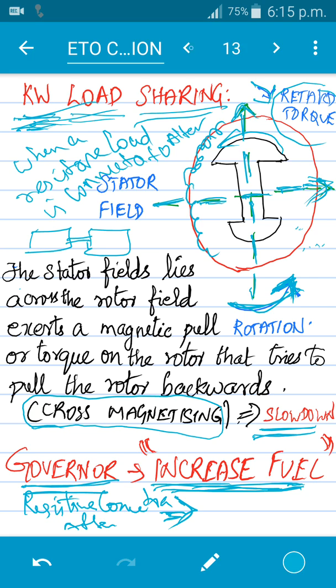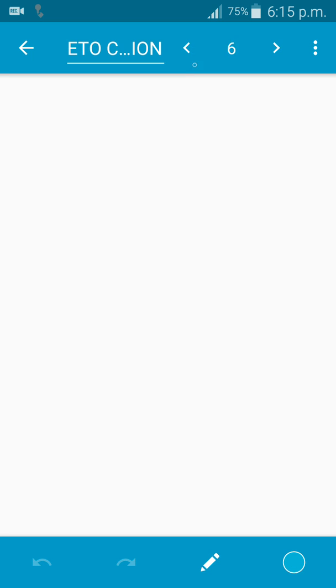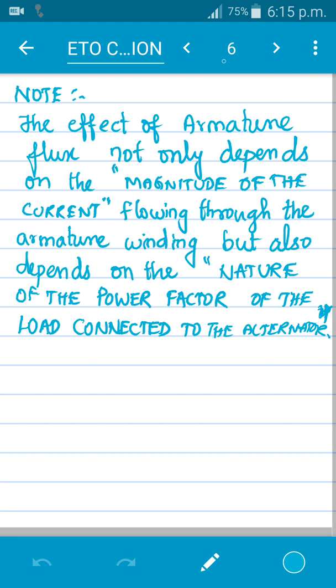So now we match with this armature reaction. What is happening in the armature reaction?